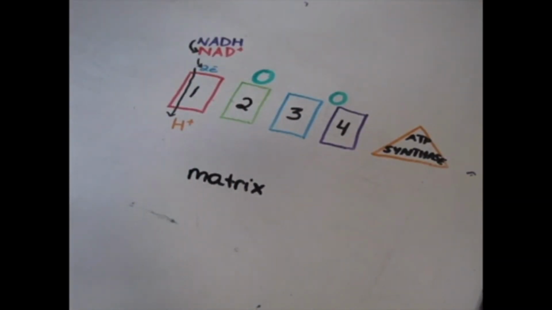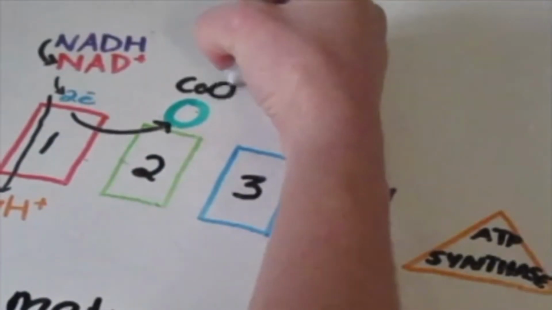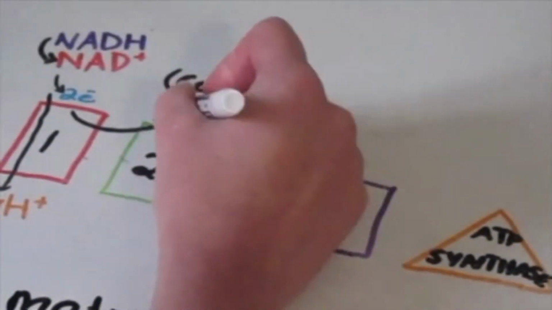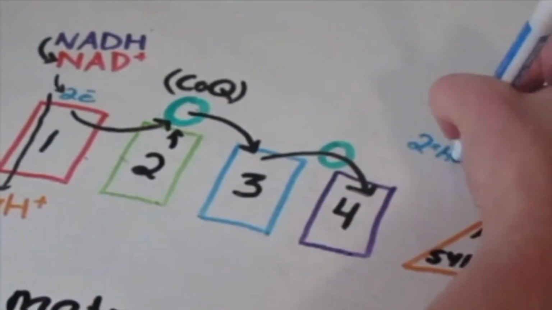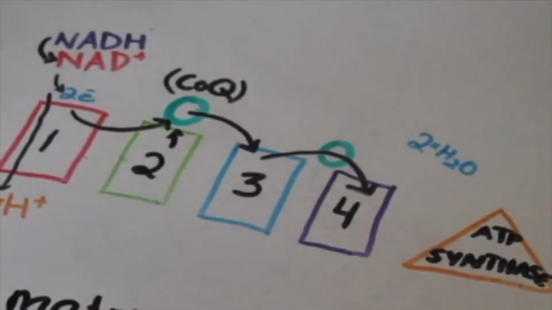Complex 2 is specifically for FADH2. It doesn't pump any protons, but it still gives electrons and releases hydrogen. Coenzyme Q takes electrons from complex 1 and 2 and donates them to complex 3. Complex 3 pumps 4 protons into the outer space. The electrons from 3 are taken by cytochrome C, who gives them to complex 4, and complex 4 pumps only 2 protons and turns the other 2 into water.